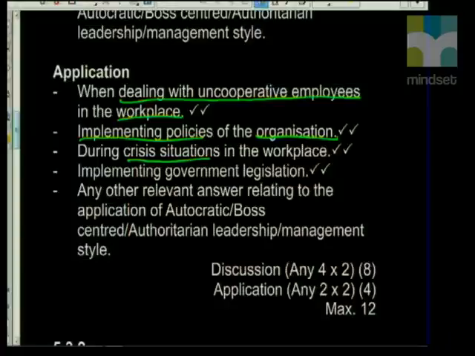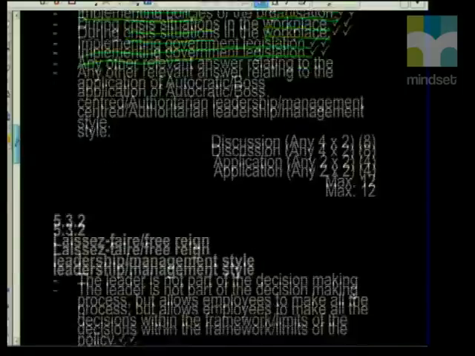Next, during a crisis situation in the workplace. And lastly, implementing government legislation. Remember, government legislation, which is something we've done before, it's the law. You cannot discuss whether you want to follow employment equity. You have to follow it. So autocratic would be very useful there, where this is not a discussion situation. This is something we have to do. Let's look at the next one.